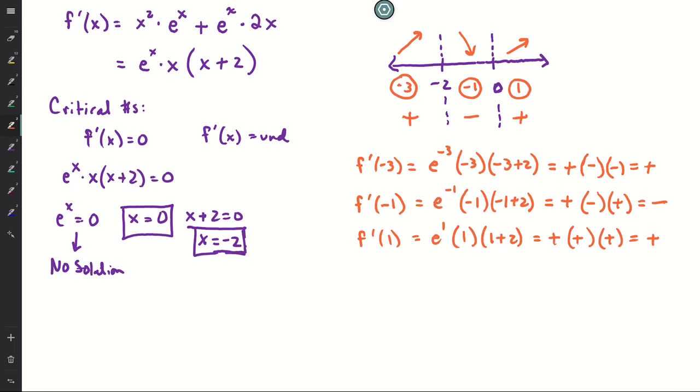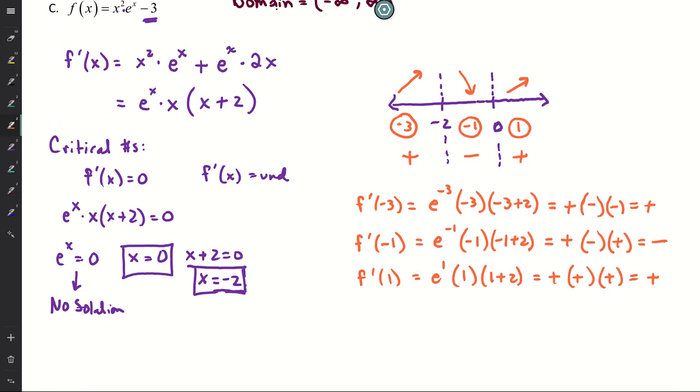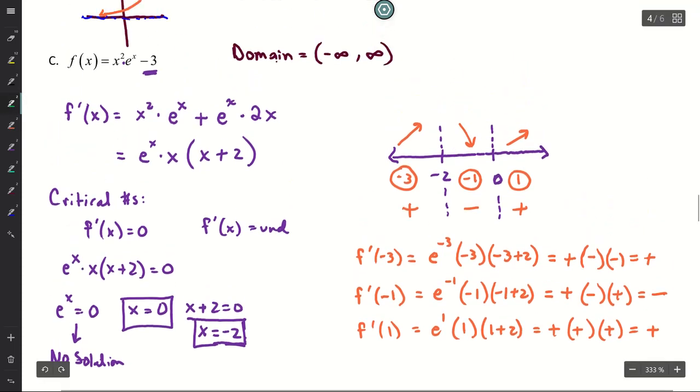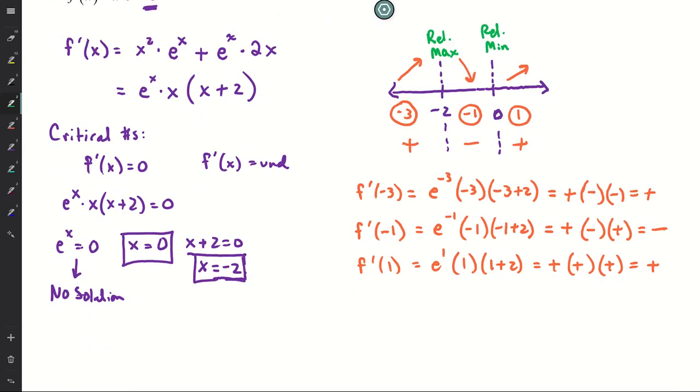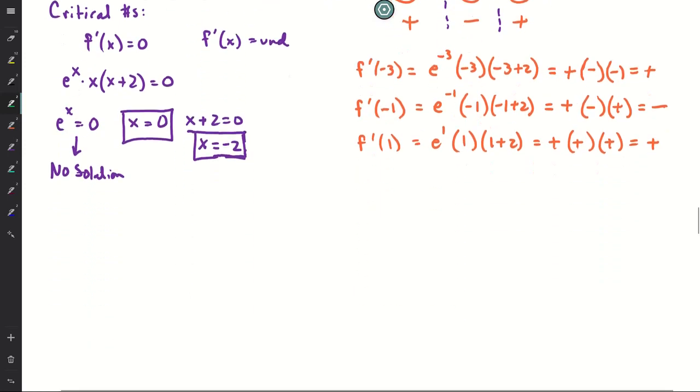Now, because negative 2 and 0 weren't any kind of asymptotes, they could possibly be extrema. We see because of our behavior that negative 2 is going to end up being a relative max. I went from going uphill on one side to downhill on the other. And then we're going to see 0 is going to be a relative min. On that one, I went from going downhill on the left to uphill on the right. So by the first derivative test, I'm able to determine those two relative extrema. Let's go ahead and write those down.